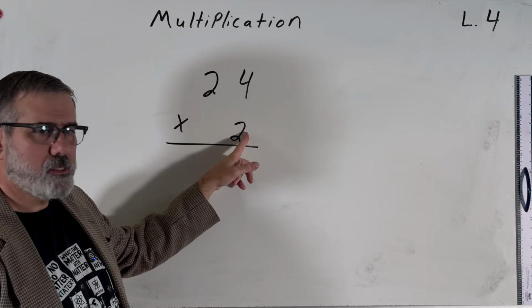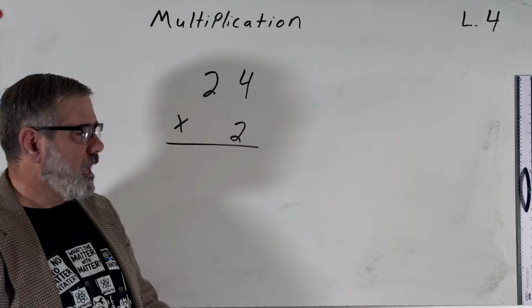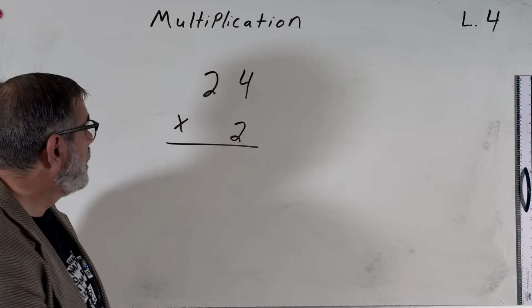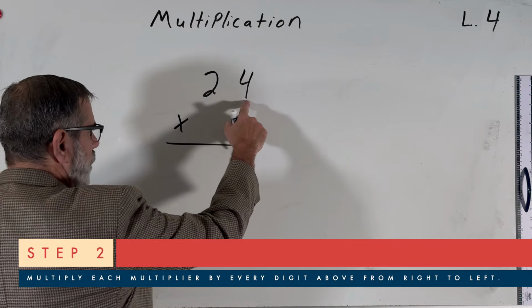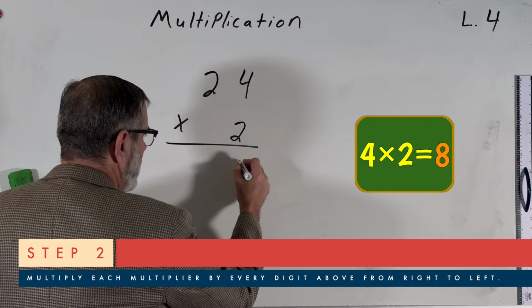That's 2 ones. And we're going to multiply it by every digit in the number above, okay? And we're going to do it from right to left. So pen and paper math, always right to left. And we'll start with the 4. And 4 times 2, if we remember our multiplication facts, is 8.